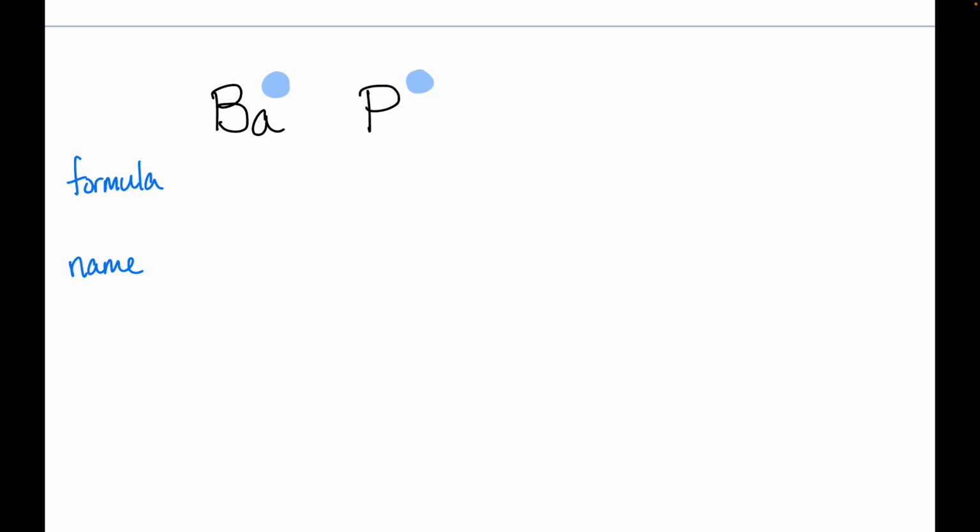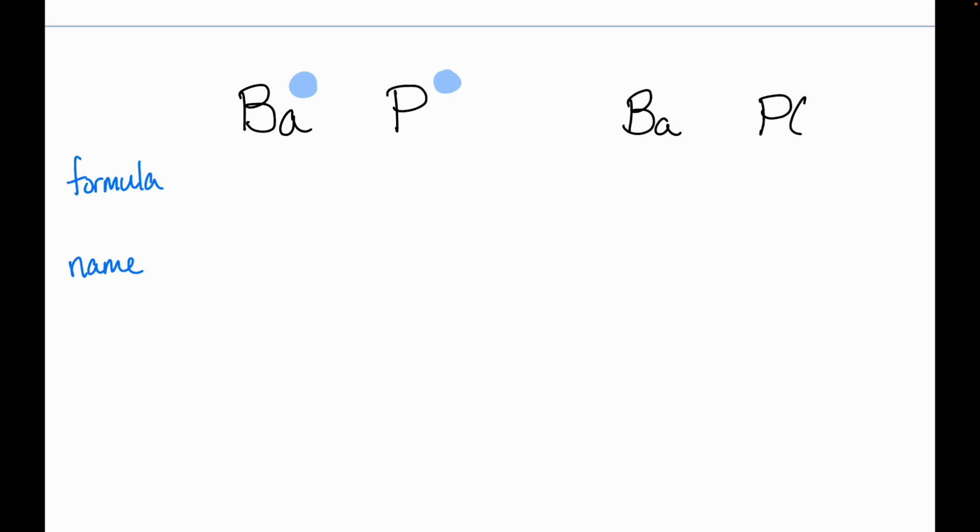Okay. I'm going to do these 2 examples. They're going to be pretty similar, so I want to put them side by side.